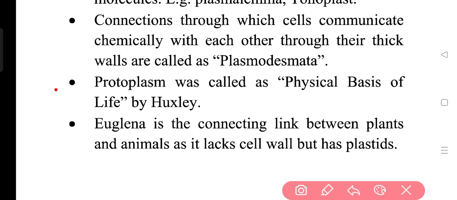After that, protoplasm is called the physical basis of life. Very important. Remember this. Which is called the physical basis of life? That is protoplasm. Protoplasm was called the physical basis of life by Huxley. After that, Euglena is the connecting link between plant and animal. Plant and animal connecting is Euglena. It lacks a cell wall but has plastids.